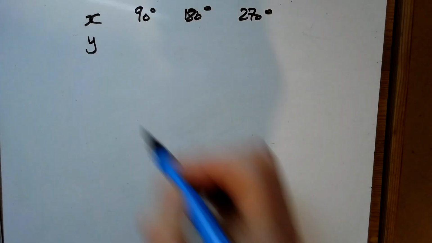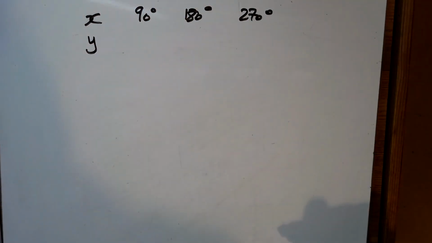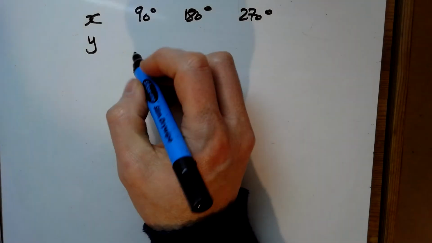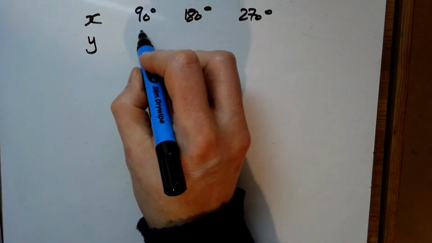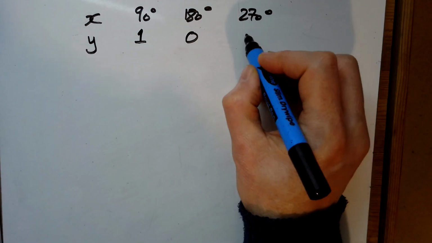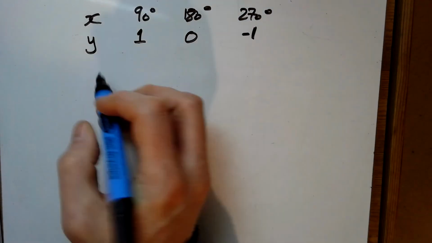Slightly more interesting one here, question 4. We're going to do the sine of x. Clearly that's not a linear combination of x, or a linear transformation of x. So we're going to have to do this from the table. The sine of 90 is 1, isn't it? The sine of 180 is 0. And the sine of 270 is -1.